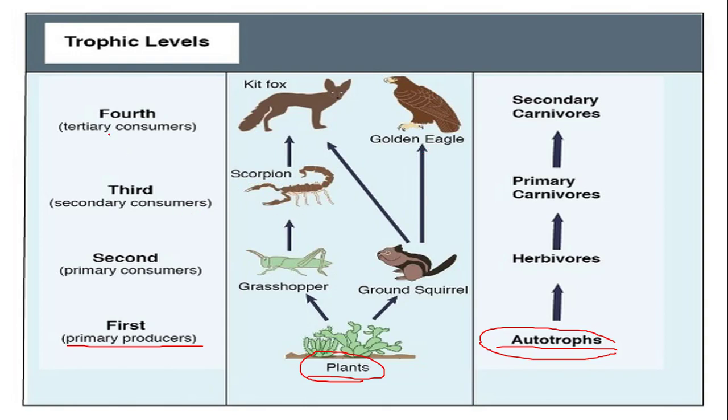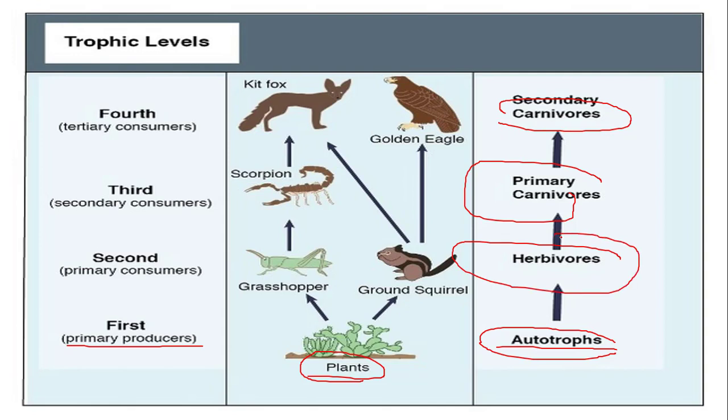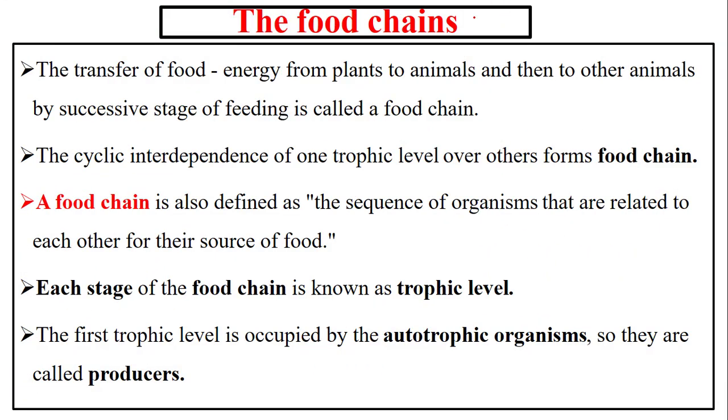The fourth level of the trophic levels are tertiary consumers, like the fox and golden eagles, as well as secondary carnivores. We can call them secondary carnivores. The primary carnivores are the third trophic level. The herbivores are the second trophic level. Right? This is the energy transformation through the organisms, starting from the green plants to the carnivorous. The food chain is the transfer of food energy from plants to the animals or to the other organisms and to the other animals by successive stages of feeding, we call them a food chain.